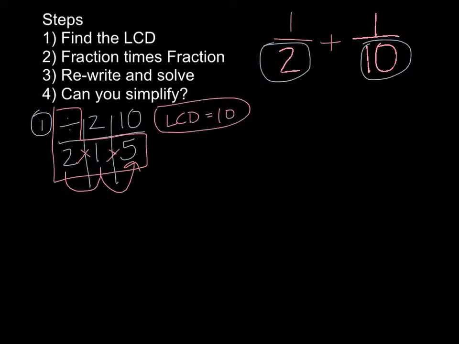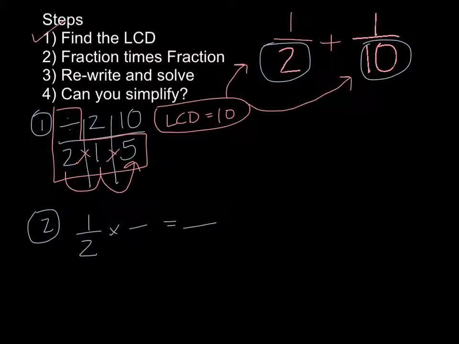That was step 1. So now when I look back at my problem, I'm going to look at both denominators and see if either of these fractions already has the denominator of 10. And 1/10 already has 10 as its denominator. So after step 1, when I go on to step 2, fraction times fraction equals fraction, I'm only going to set up one fraction times fraction because 1/2 is the only fraction that needs to change.